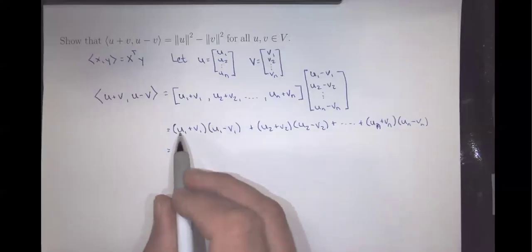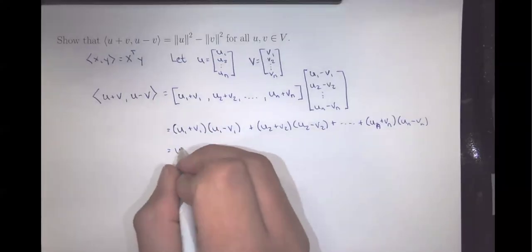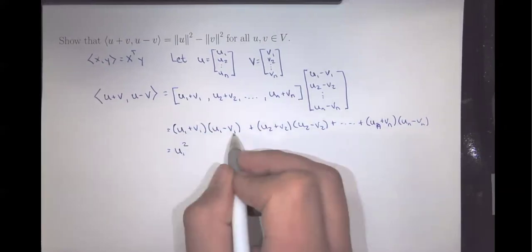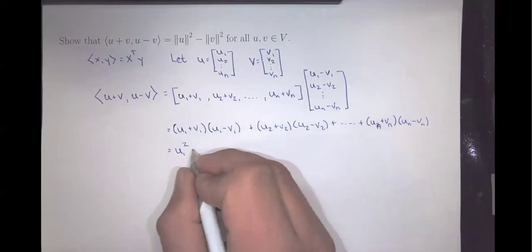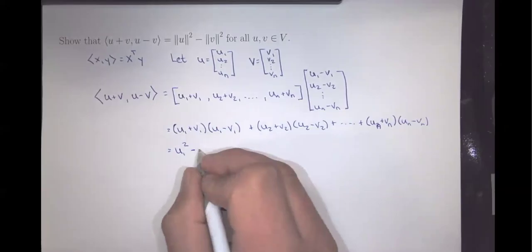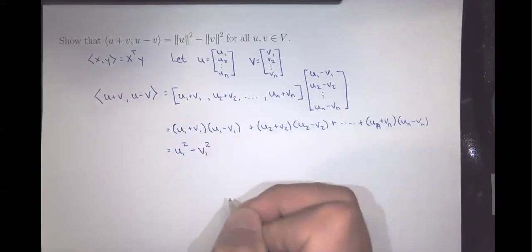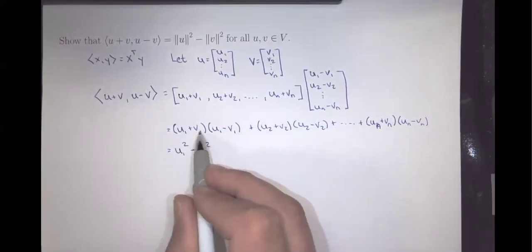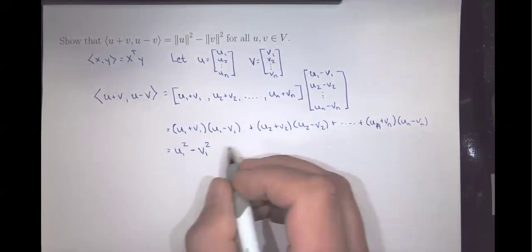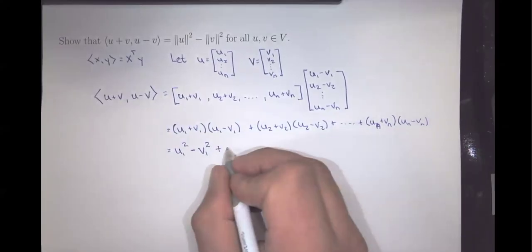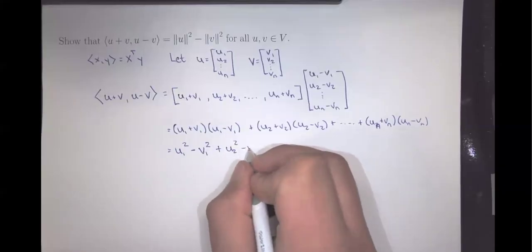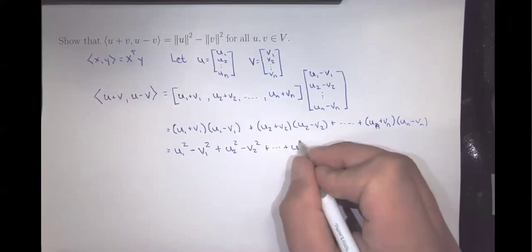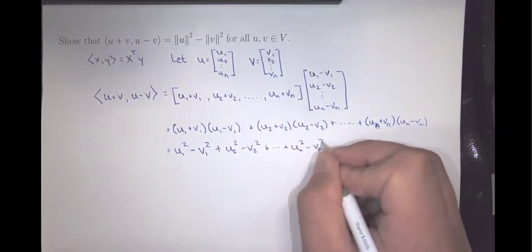When you open up all these brackets, you get u1 times u1 is u1 squared, v1 times u1 plus u1 times negative v1, those will cancel, and we get v1 times negative v1, that's the negative of v1 squared. And that's going to happen because you're multiplying a sum times a difference. You're going to get the same thing each place. So this is going to be u2 squared minus v2 squared, etc., un squared minus vn squared.